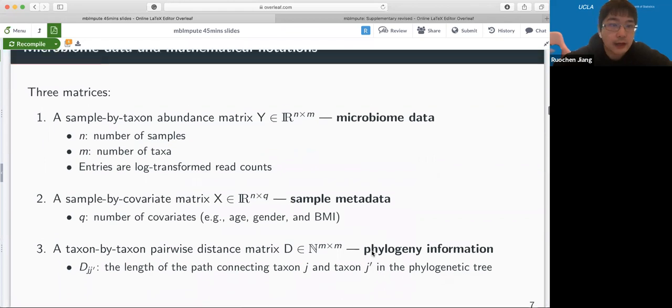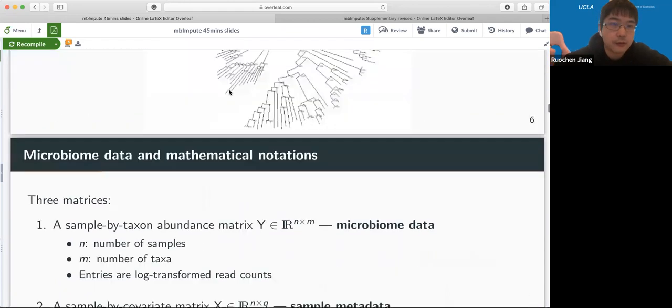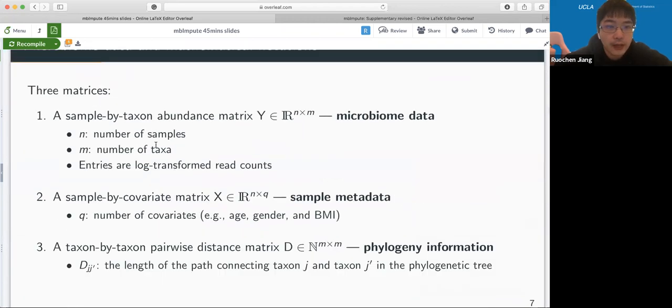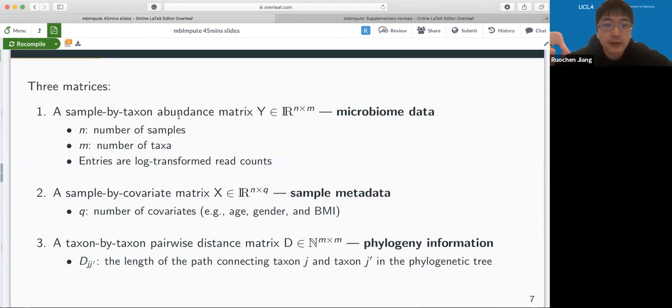Okay, then here I want to introduce some notations. For the 3 matrices I have introduced here, we have the sample by taxon abundance matrix. Again, the taxon, you can think of it as just bacteria. So this is the microbiome sequencing data. We denote it as n samples, m taxa or bacteria, and the entries are log transformed read counts.